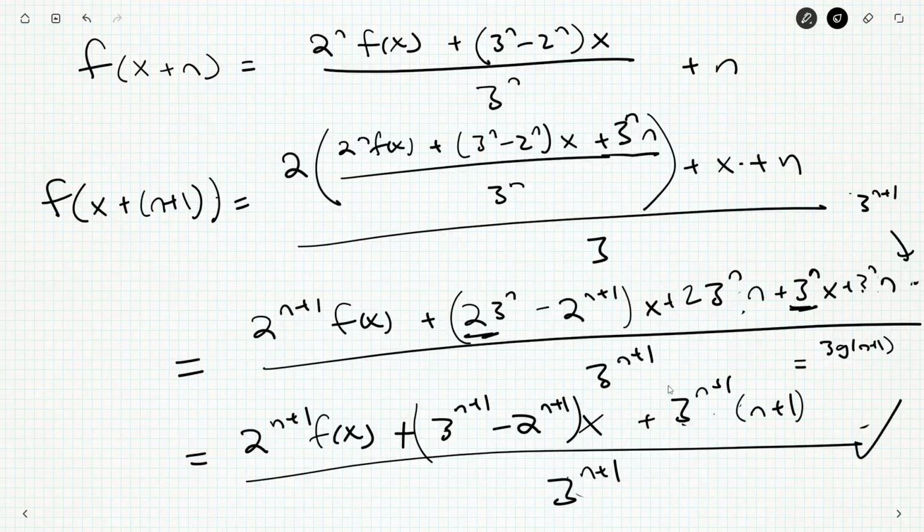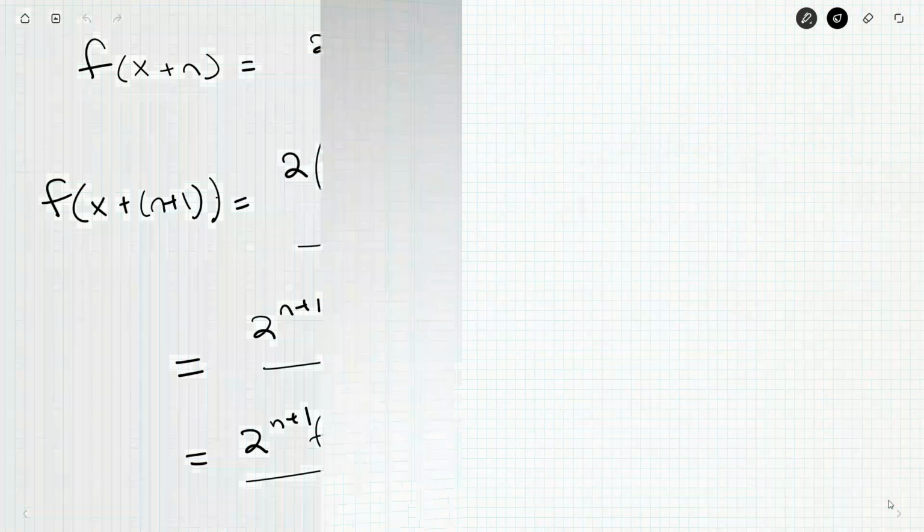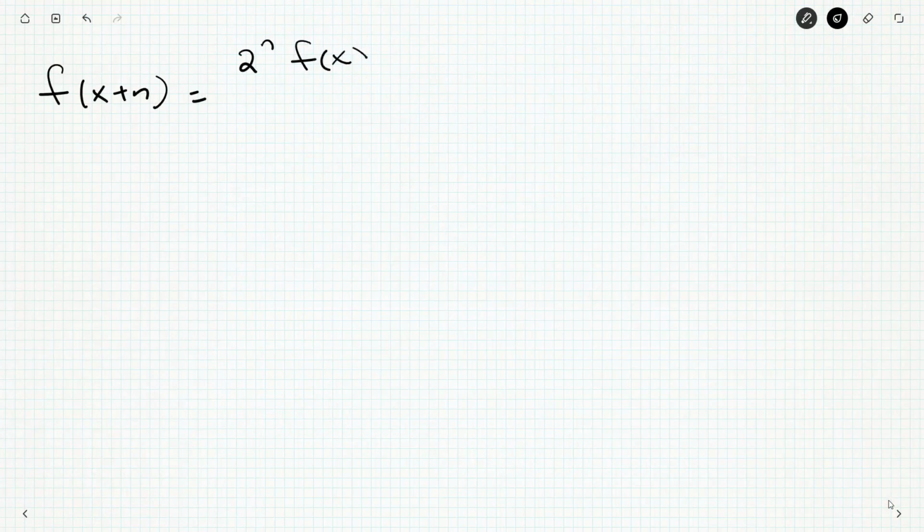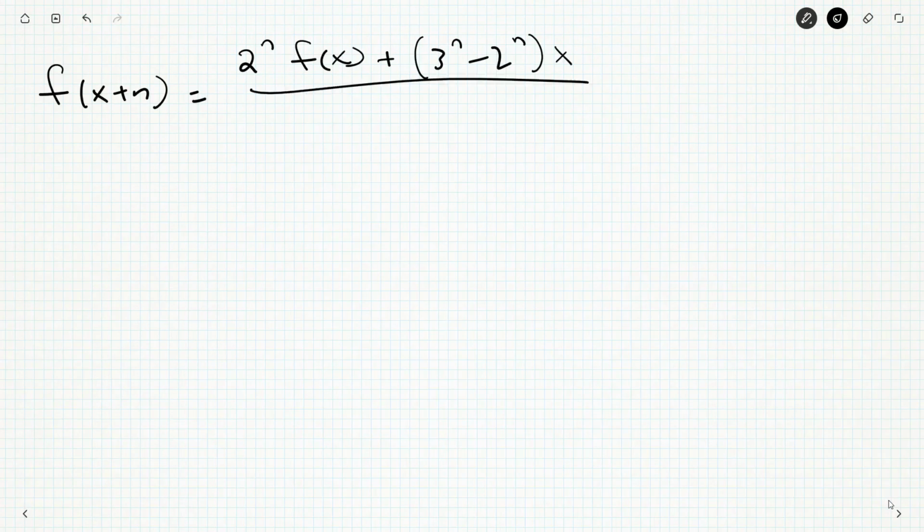Okay. So I did technically prove the formula, and I admit this is now taking me quite a while, but now f of x plus n, let me just rewrite my formula again. It's 2 to the n f of x plus 3 to the n minus 2 to the n x, all over 3 to the n, plus n.